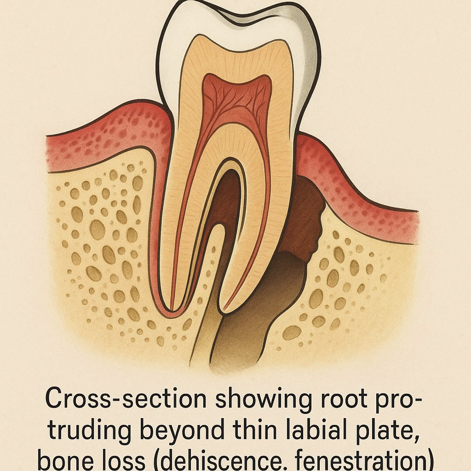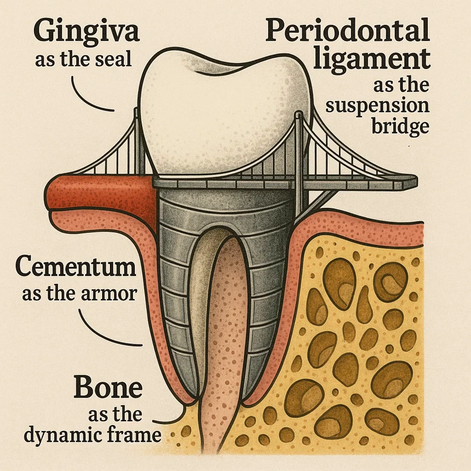That completes our anatomy refresher. Gingiva as the seal, PDL as the suspension bridge, cementum as the armor, and bone as the dynamic frame. Keep these images in mind, because every reaction we describe from now on is simply a variation on how these tissues cope with load.